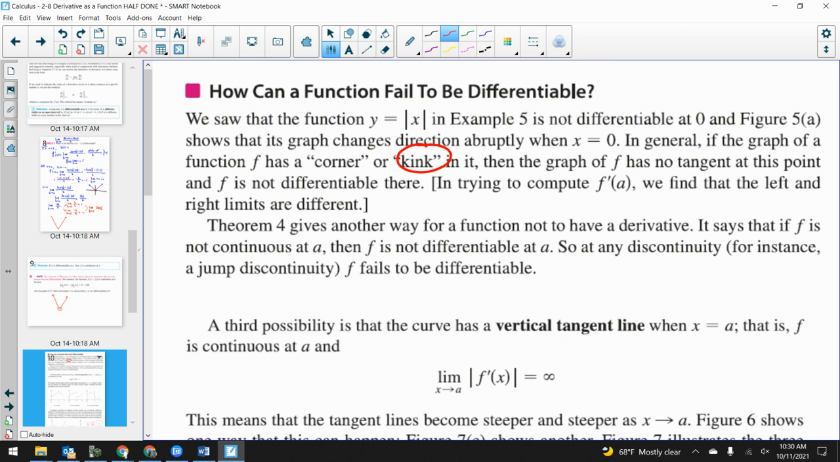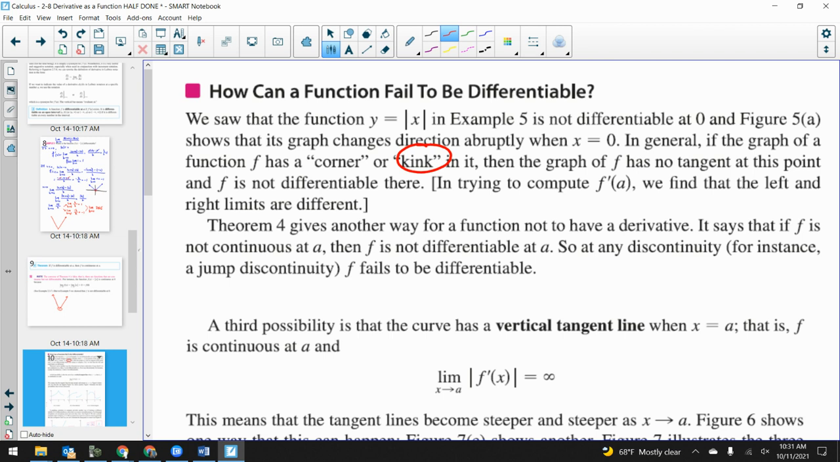Now, I'm not saying a rounded out point. It is differentiable at all those points if it's rounded out, like it's a parabola or something like that. A corner is different. It's going to flip from one slope to the next without any piece in between.